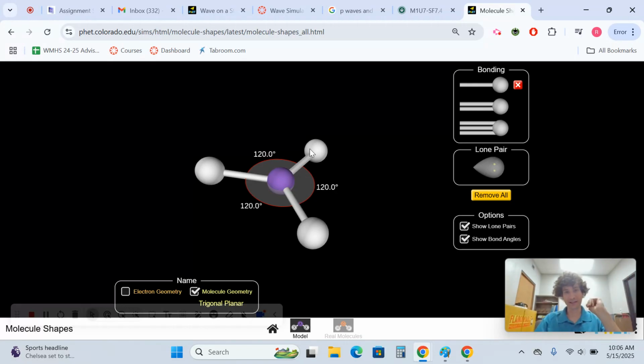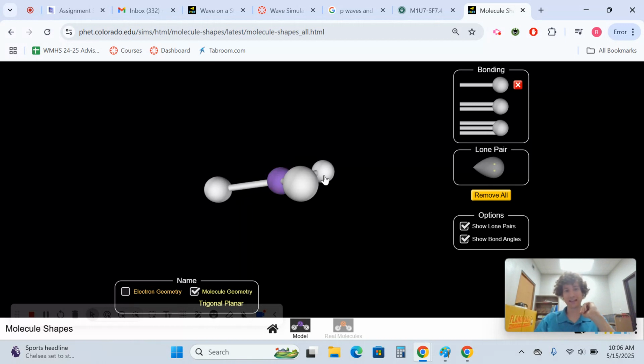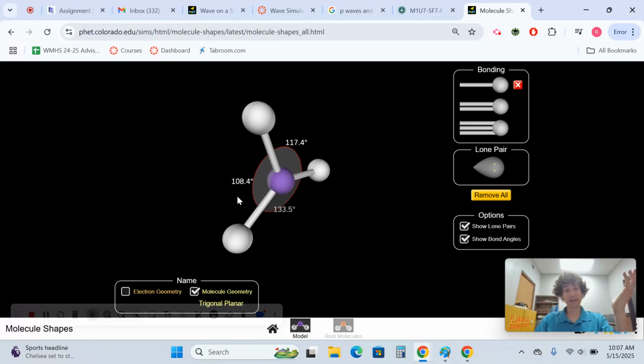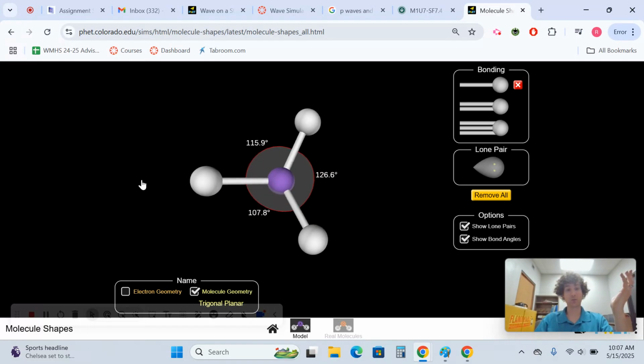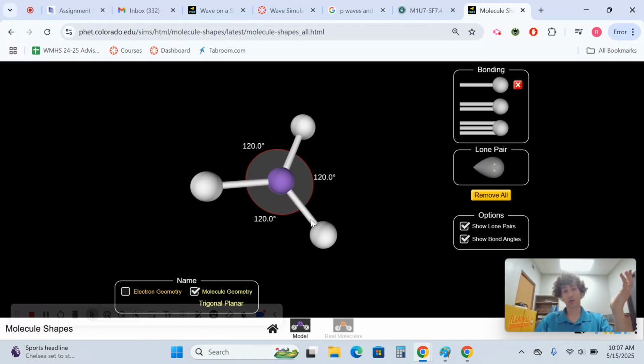Trigonal, because it kind of makes a triangle. Planar, because if you look at this, it's flat. It's in a plane. You could call this maybe the XZ plane. Maybe a little bit easier to picture would be the XY plane, going across and up. It's flat, though. There is no, for lack of a better word, third dimension here. It would look flat to you.